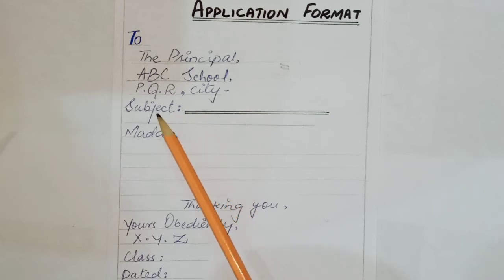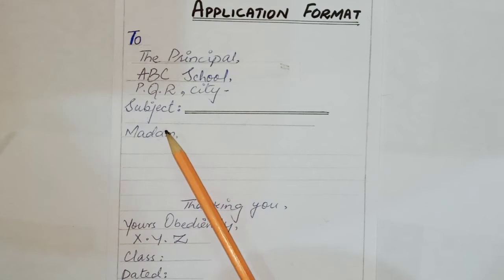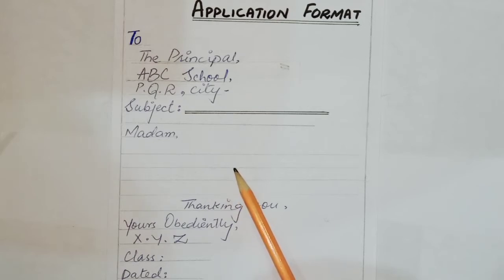Then in the next line, you'll write the subject and you'll always underline the subject. Then you have to leave one line and then you'll write madam, comma. Then here comes the main body of the application. At the end, you'll write thanking you, comma. Then yours obediently, comma. XYZ means you have to write your name. Then class, you have to mention your class and then you have to write the date.